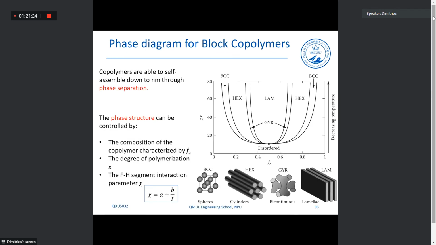These are very simple. Also, as we said, the interesting part with the copolymers is that we can use very precise chemistry to fabricate them. And because of that, the copolymers are able to self-assemble down to nanometers through phase separation, okay? So there are three parameters which can control the phase structure. The simplest one is the composition of the copolymer, f; then N, the degree of polymerization; and chi, the Flory-Huggins interaction parameter, which is given by this simple equation, where A and B are constants. So again, it depends only on the temperature. By controlling these three parameters, we can control the nanoscale features that we induce onto our copolymer, okay?